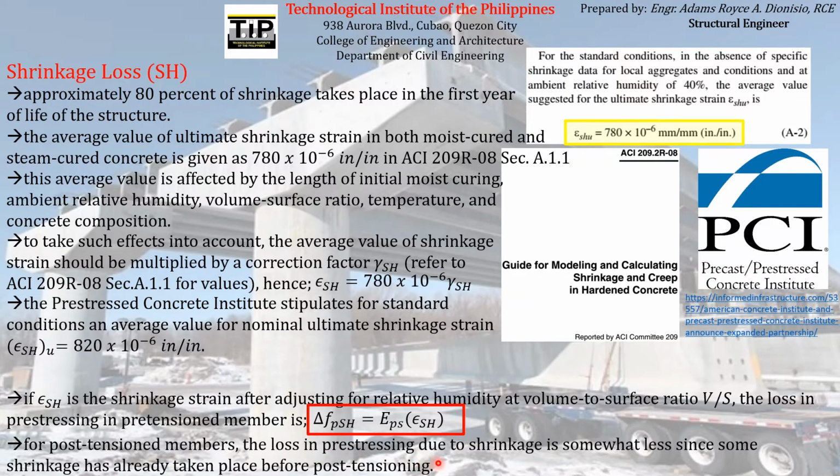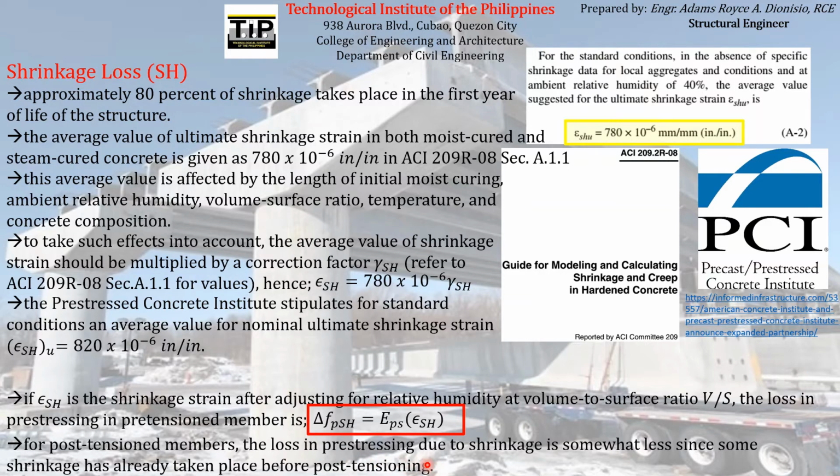So thereby, when you already apply post-tensioning to the concrete element, the shrinkage that will be experienced by the concrete at that stage of prestressing, which is actually the actual imposition of post-tension force, will obviously already be less in magnitude because the shrinkage already occurred even before the application of the post-tension force.